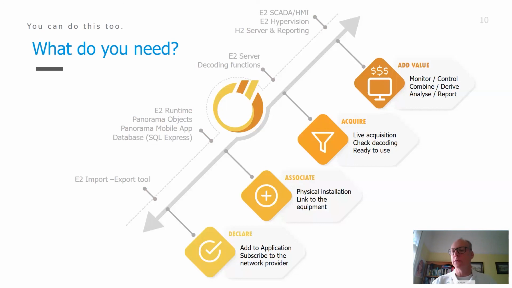And then to add value, you used all of the standard Panorama functions that you would normally use in a normal PLC type application, which is the Panorama E squared for SCADA and HMI use, or for hypervision use, and the Panorama H squared server and the Panorama reporting, which he showed you the information at the end. And on that added value, he showed you not only the data that came from the field, but also how you can use that additional data that comes along in the raw packet to understand how you can maintain your installation, your IIoT installation.